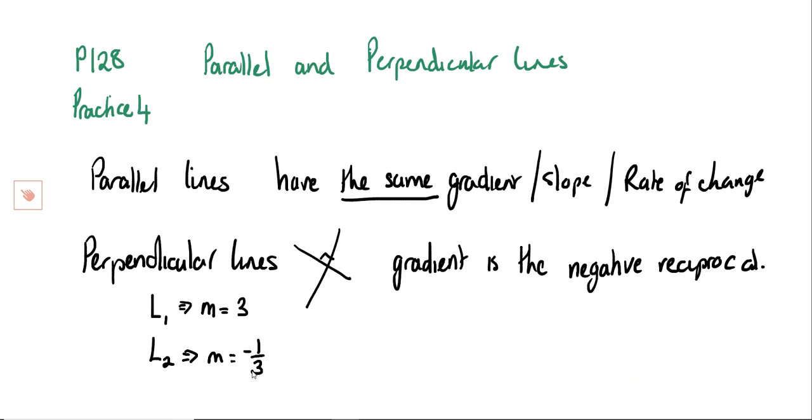-1/3. Remember that? If line 1 had a gradient of 3/2, then line 2 would have a gradient of -2/3. Good. Okay. All right. You all remember that? So if we're having a look then at question 4 on page 128.